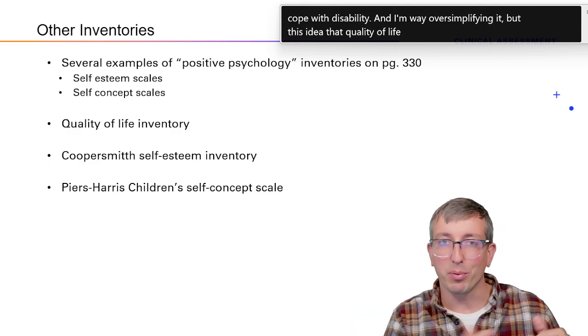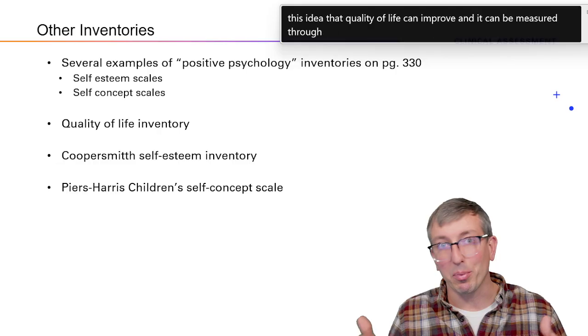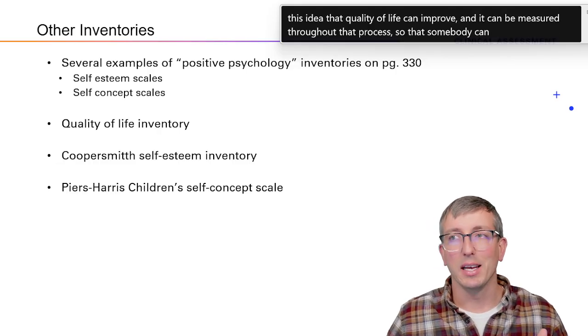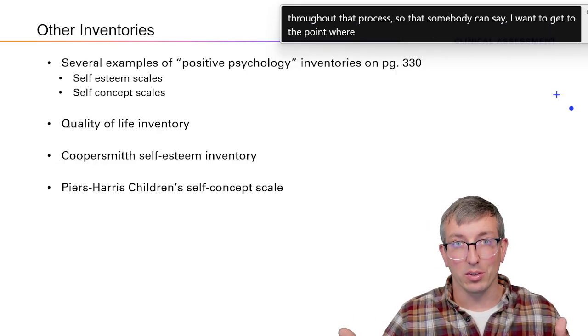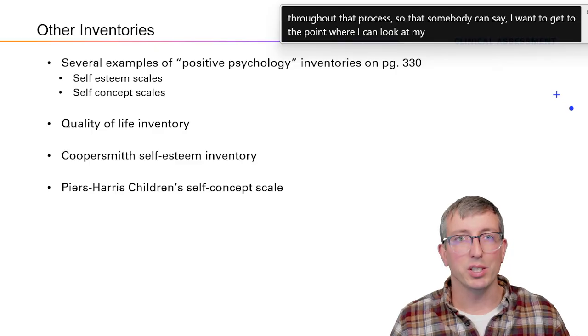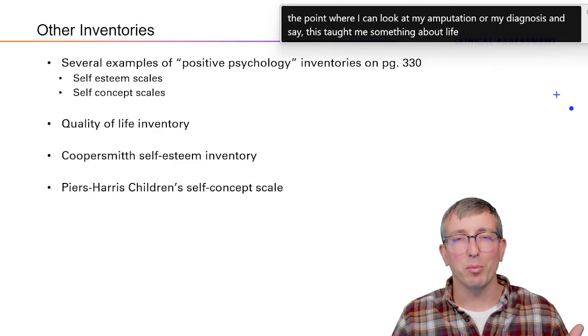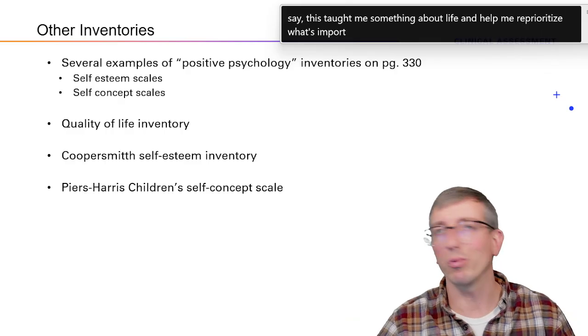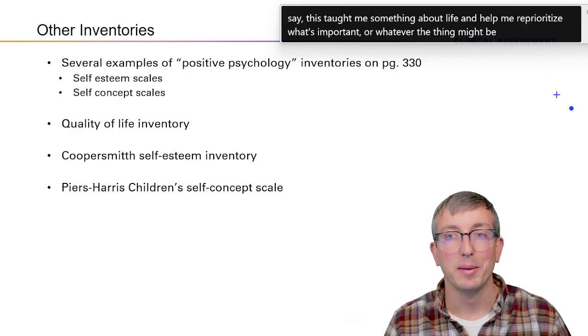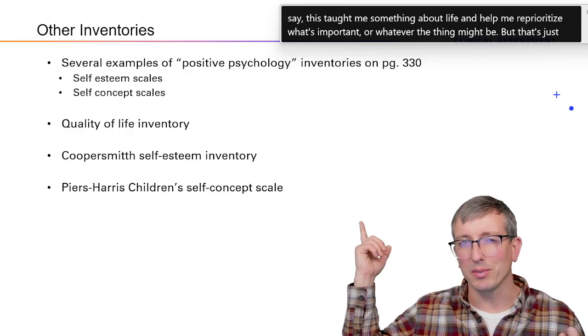quality of life can improve and it can be measured throughout that process, so that somebody can say, I want to get to the point where I can look at my amputation or my diagnosis and say, this taught me something about life and helped me reprioritize what's important, or whatever the thing might be. But that's just an example of how that could be helpful.